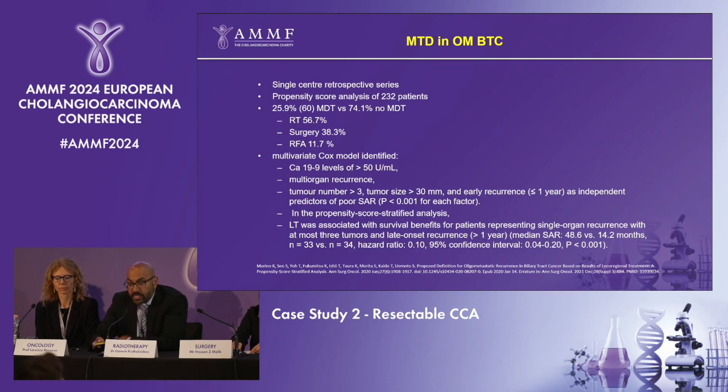So we've got a single center retrospective series in a Japanese center looking at 232 patients. And MDT here is metastases-directed therapy, so apologies for the abbreviation. But you can see that in about 25% of patients, they did have some form of metastasis-directed therapy, and that varies from surgery, radiotherapy, microwave ablation, RFA, and there are other options available.